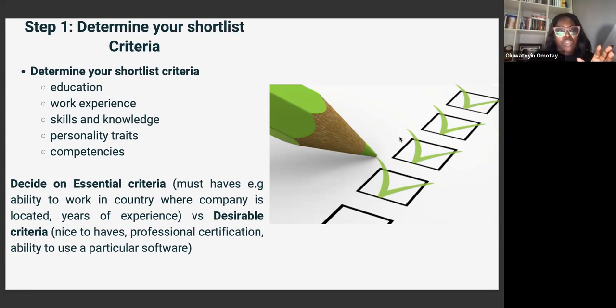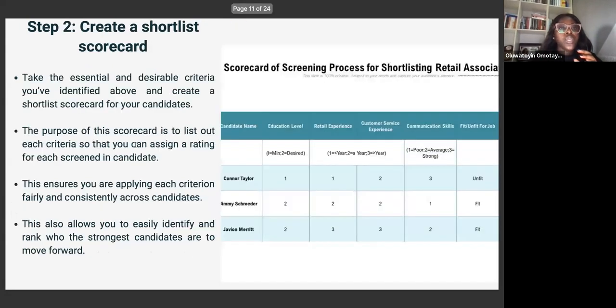These are the things that you look out for. Okay, and then when you start to do that, you create a shortlist scorecard. Now, let me give you an example that is on my screen. Let me get this as practical as possible.